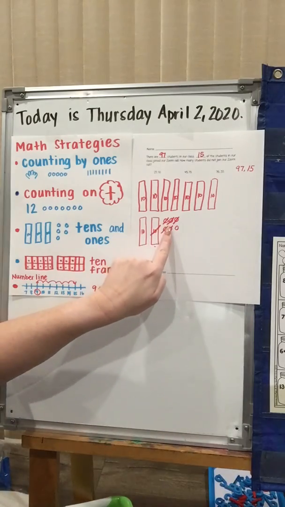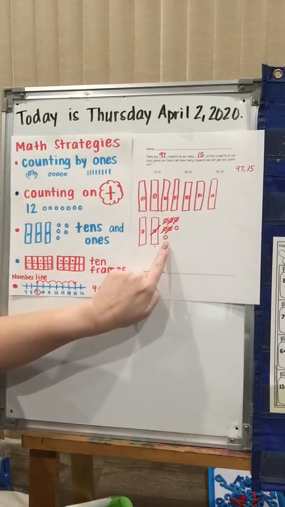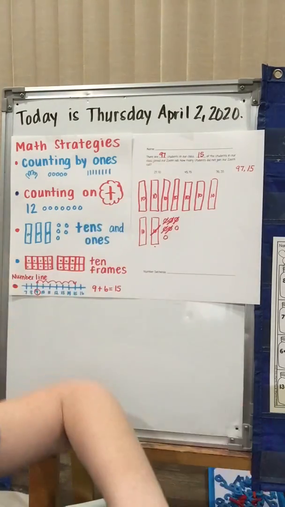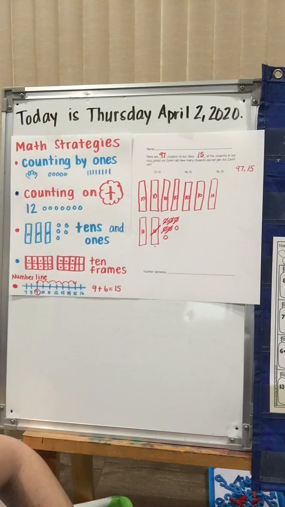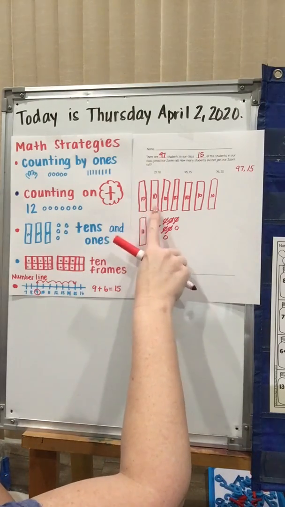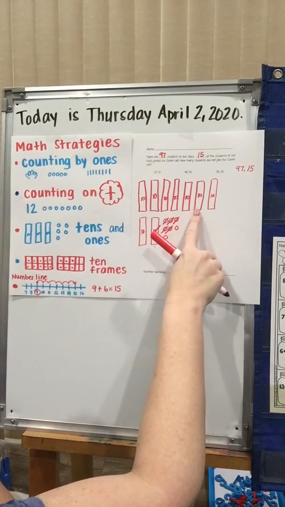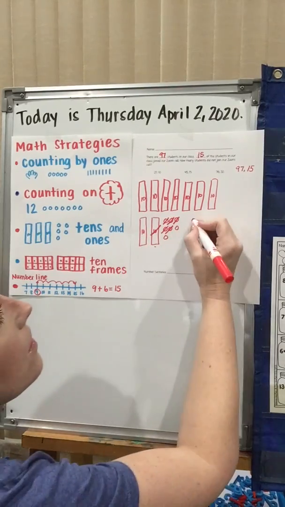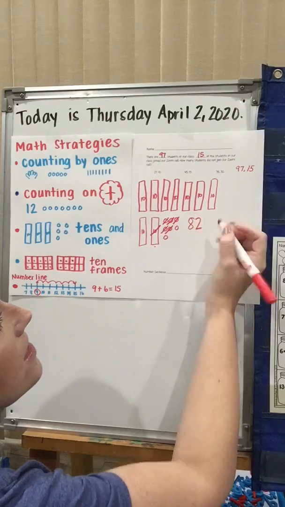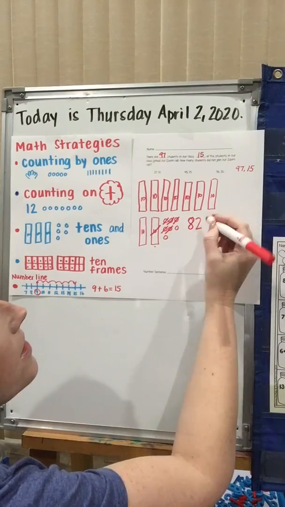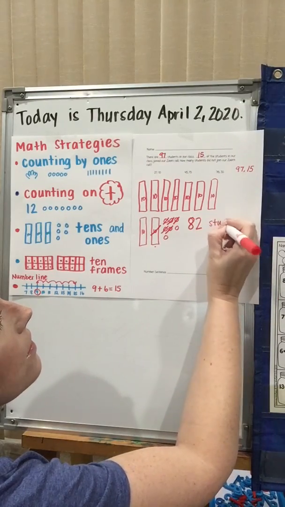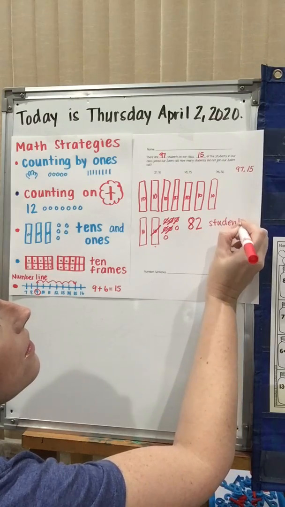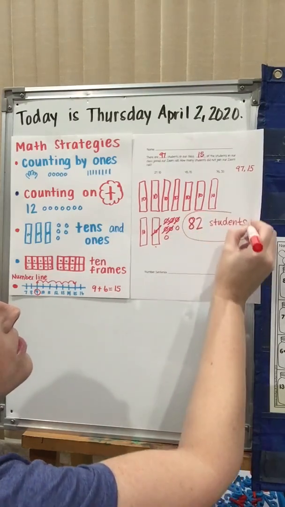So if these 15 kids did call us on Zoom, it means all the rest of them did not call us on Zoom. So let's see how many are left. Let's see how many kids did not call us on Zoom. So 10, 20, 30, 40, 50, 60, 70, 80, 81, 82. And in the problem it says the word students. So I'm going to say 82 students. I'm going to circle that answer.